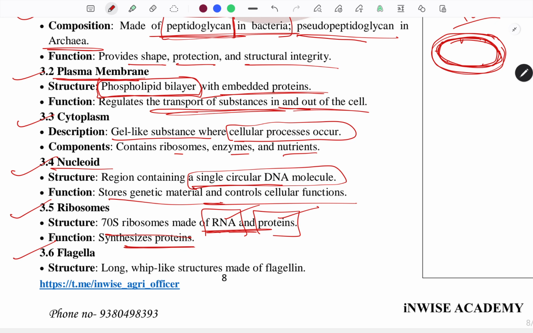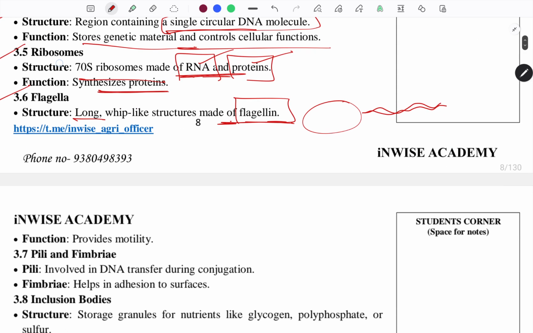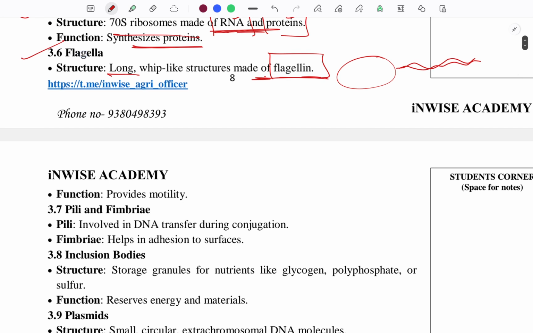And the next organelle is the flagella. As we saw in that figure, flagella is a long thread-like or whip-like structure that is made up of flagellin. Flagella is made up of flagellin. The function of this flagella is that it provides motility, or it helps in movement.